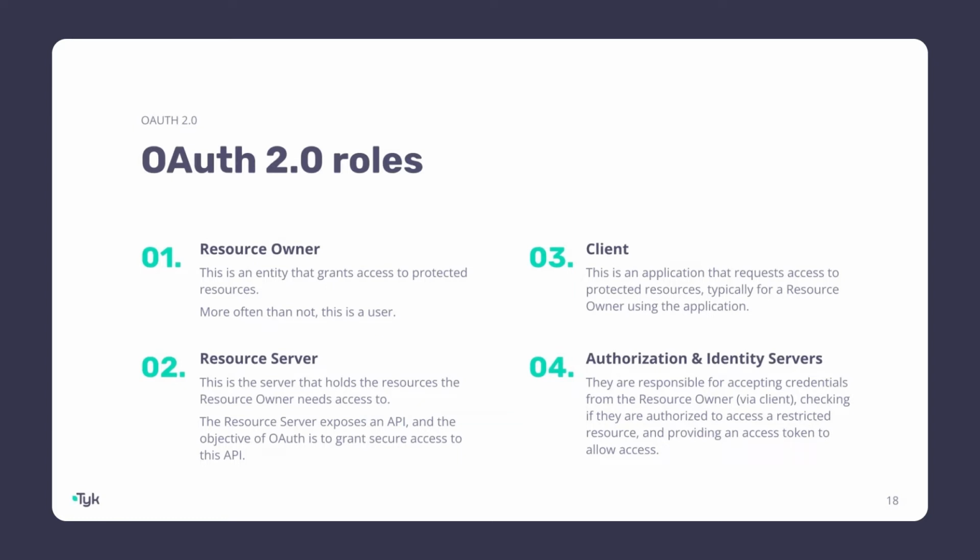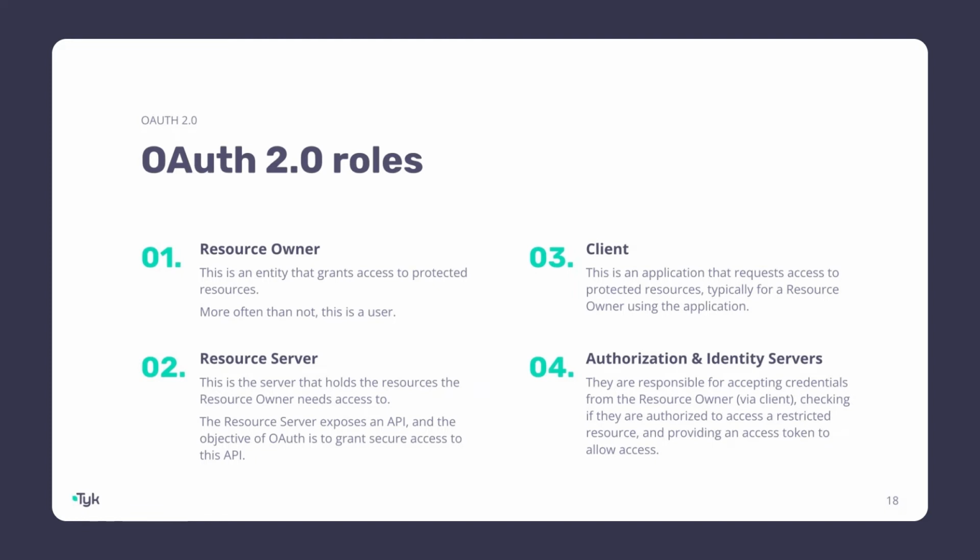Now, beyond that, we've got the resource server. This is the server that holds the resources that the resource owner needs access to. The resource server usually exposes an API, and the entire purpose of Open Authorization, or OAuth, is to grant secure access to this particular API. So everything that you're going to be seeing beyond this step is for the resource owner or the client to essentially gain access to that API from the resource server, to gain access to the resource that we need.